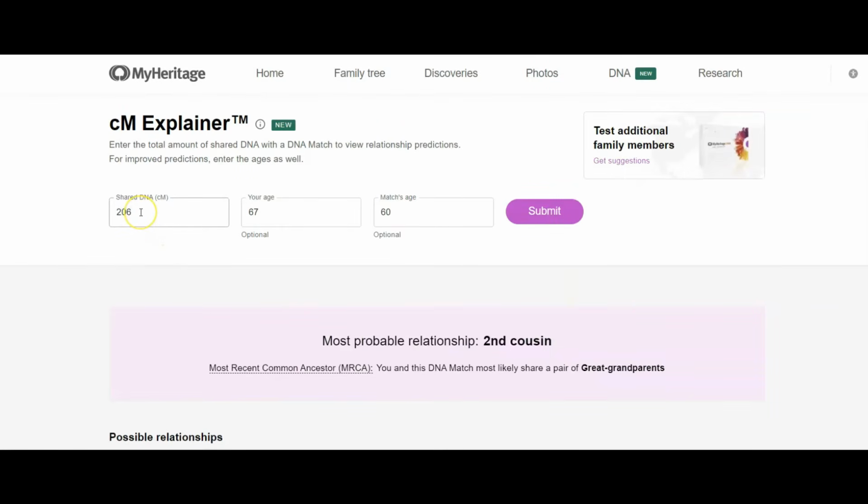So I'm going to use a made-up example. What if I used 25 centimorgans, and then in this case, maybe with a brick wall mystery, a lot of times I'm dealing with very small amounts of DNA. So let's guess that this person might be 50. And again, I'm going to look at their tree, or I'm going to look at their profile, and I'm going to try and figure it out. I might even have to try and use their name and see if I can find out some information on one of the social media sites.